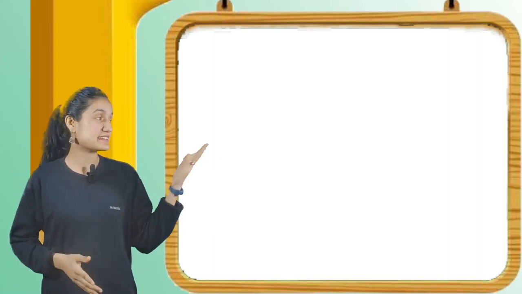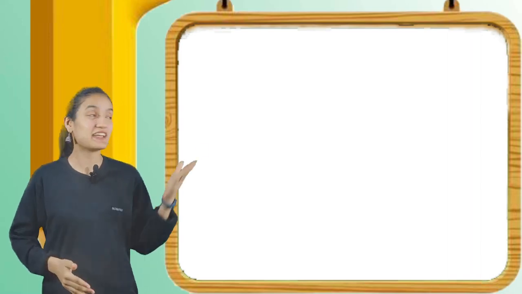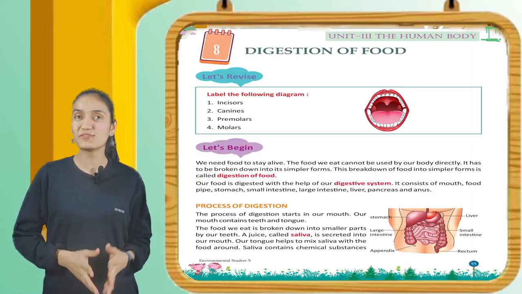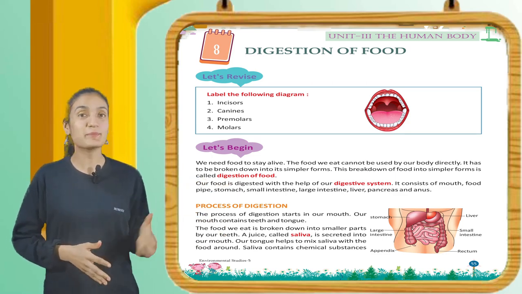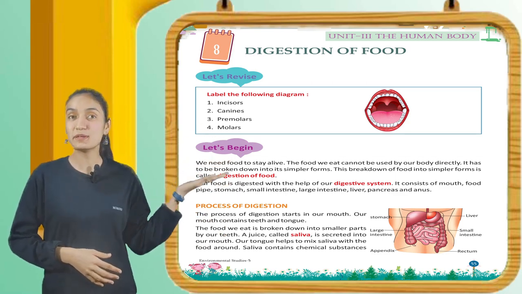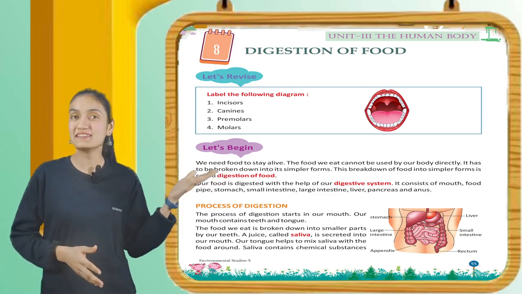Now we will discuss the next chapter from unit number 3, that is the human body, and chapter number 8, digestion of food. Now let's revise. Label the following diagram: incisor, canines, premolars and molars. Here you can see a mouth and you have to label them.